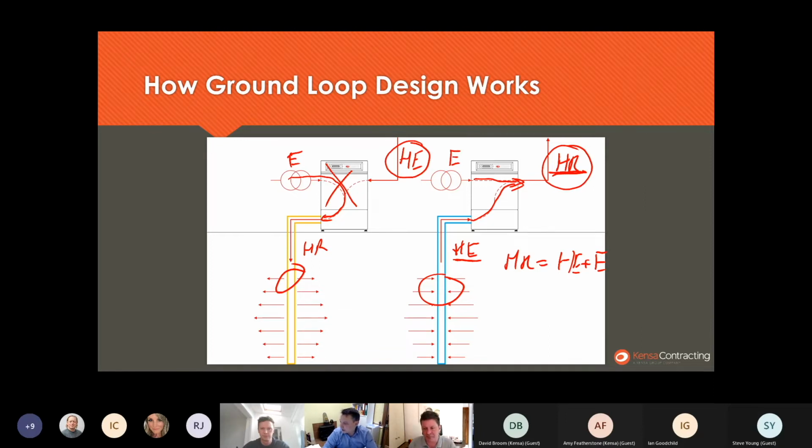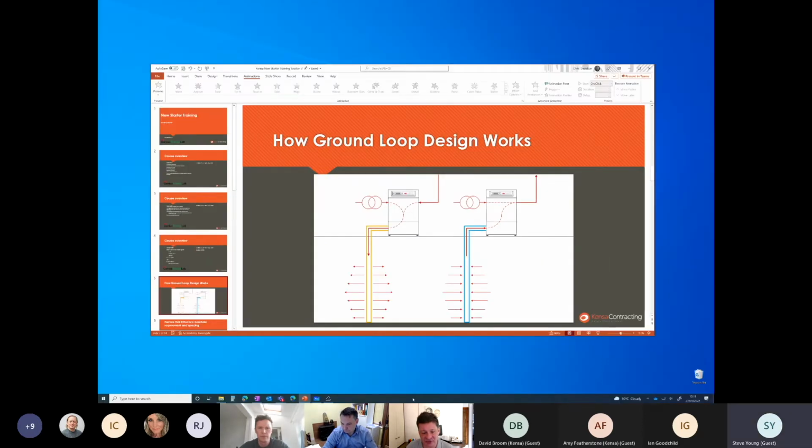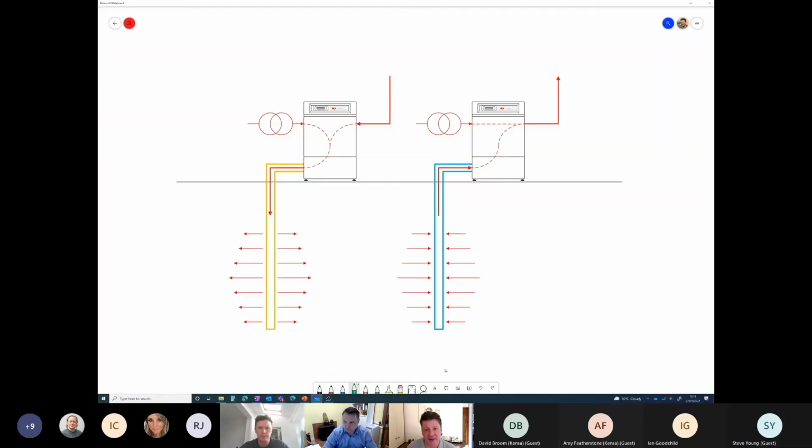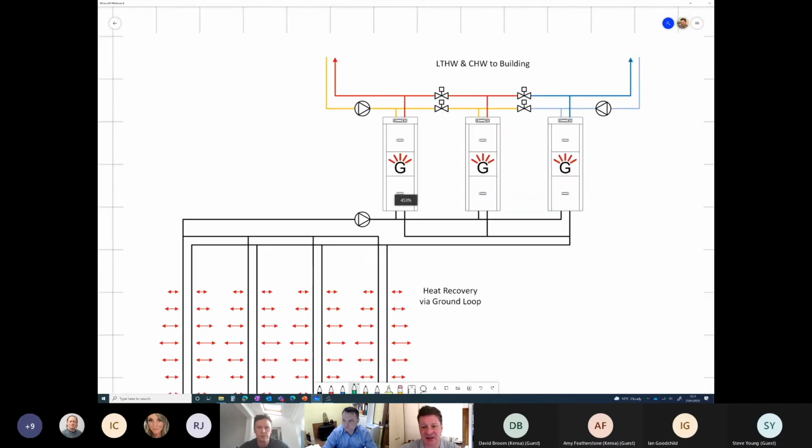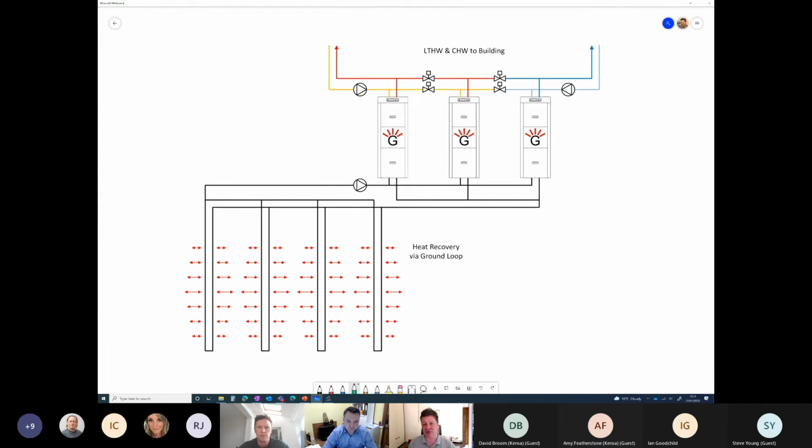Chris, Steve has asked, how does simultaneous heating and cooling work at the same time? Is it separate boreholes? No, you absolutely use the same boreholes. So let me just drop into my whiteboard very quickly and show you what that looks like. So this would be a classic heating and cooling ground source system. So what we've got here is we're all sharing the bore field there.